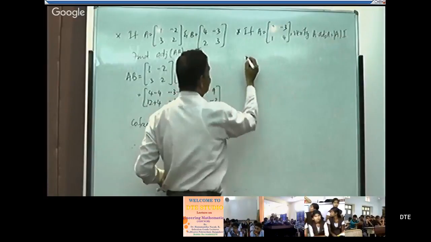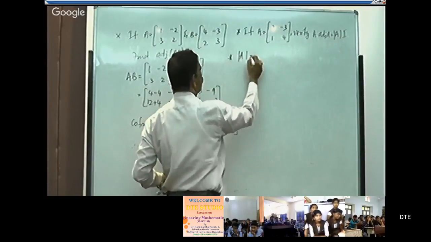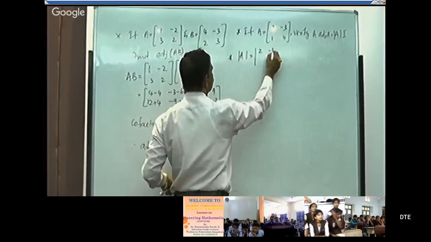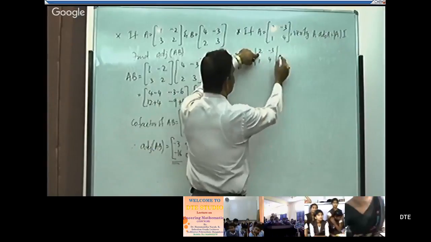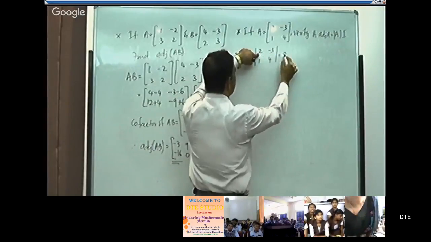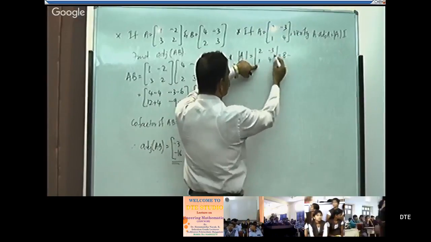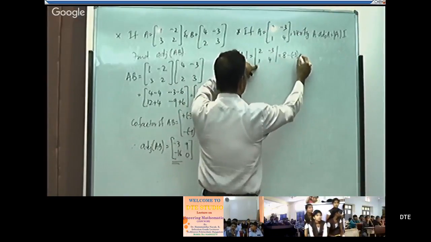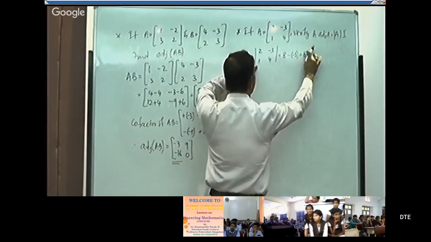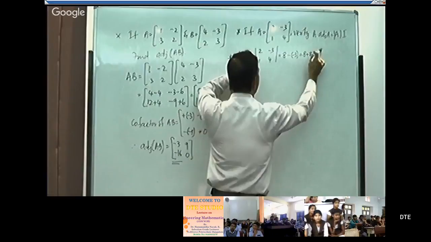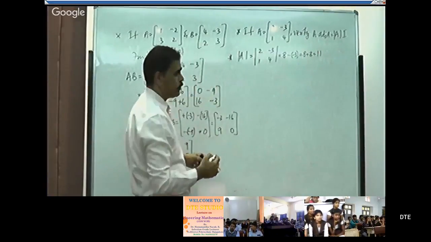We know how to write determinant A. First find out determinant of A. Determinant of A is 2 -3 1 4. Product of principal diagonal elements, it is 2 into 4, 8. Minus of secondary diagonal elements product 1 into -3, it is -3. 8 minus of minus plus 3, that is equal to 11. It is determinant of given matrix.